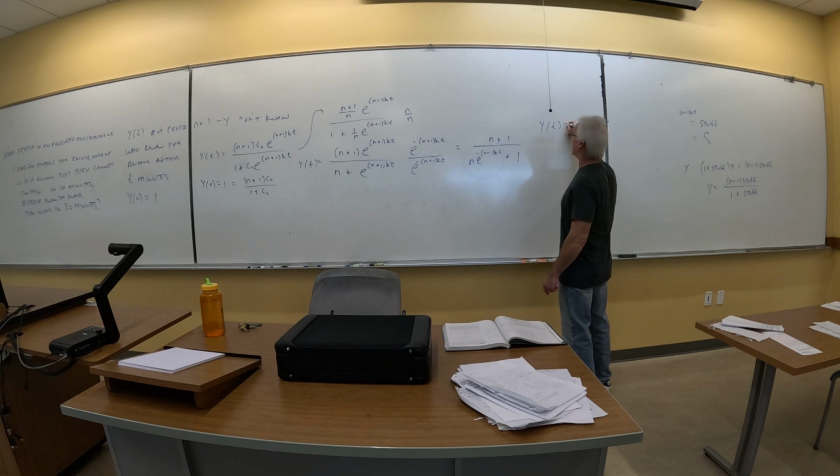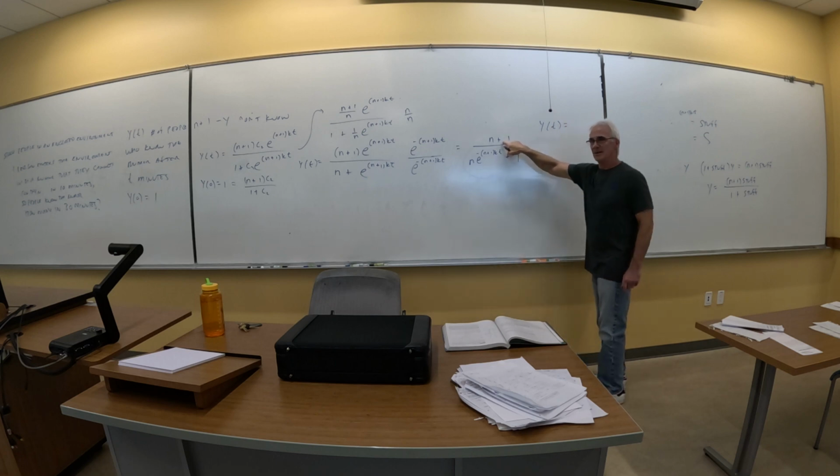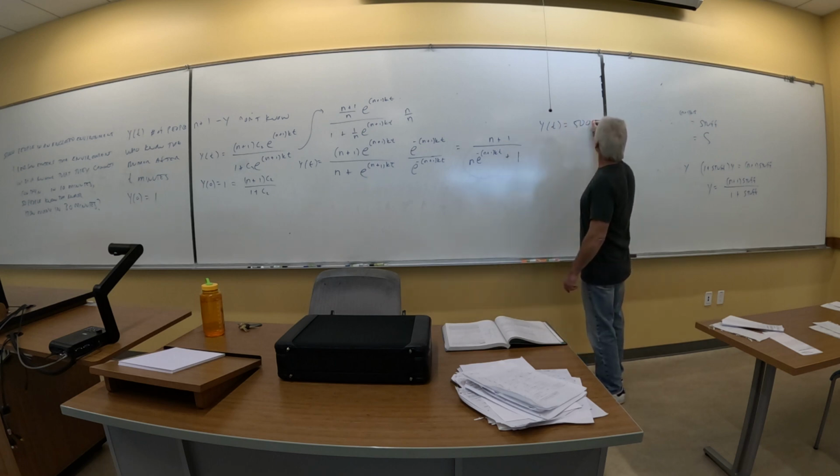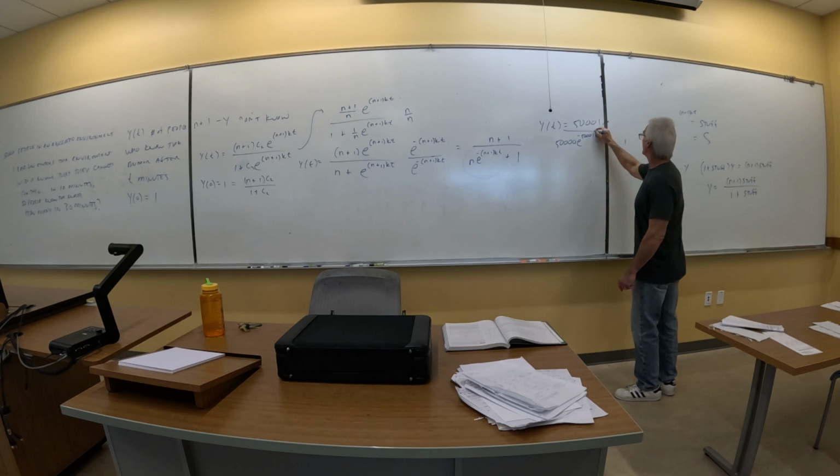y of t is 50,001 over 50,000 e to the negative 50,001 kt plus 1.